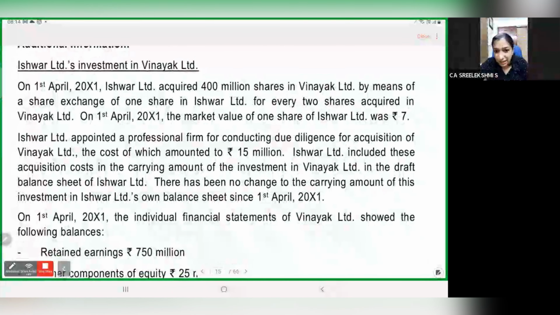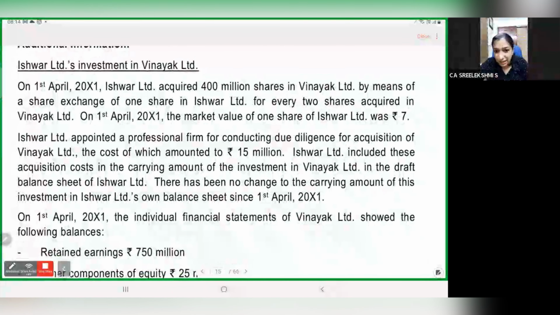Ishwar Limited appointed a professional firm for conducting due diligence for the acquisition of Vinayak Limited, the cost of which amounted to 15 million. Students, please tell me, what is the treatment of this 15 million? At the time of acquisition, if you incur any expenses, what is the treatment? It should be transferred to P&L. Acquisition related expenses should always be transferred to P&L.